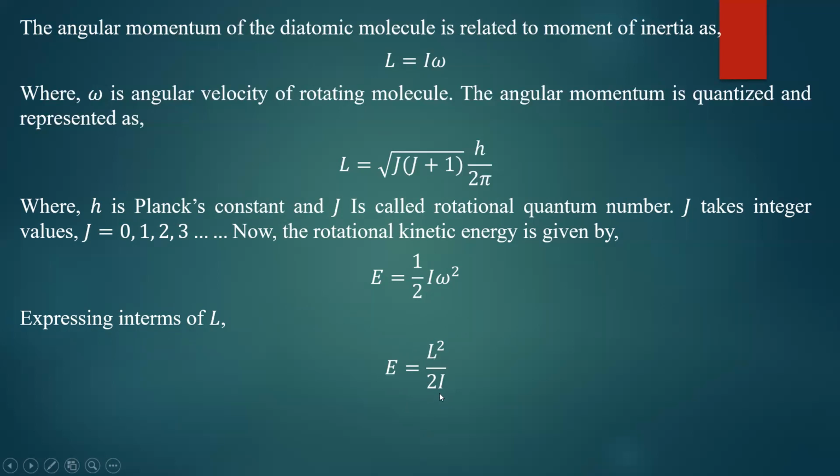Now substitute for L and substitute for I. So you will get the total energy of the rotating molecule equal to L square, where L square is written as J into J plus 1 into H square divided by 4 pi square, into 2I. Into 2 means you will get 8 pi square into I. It is in terms of joules. So E equal to J into J plus 1 H square divided by 8 pi square into I. That is expressed in joules.